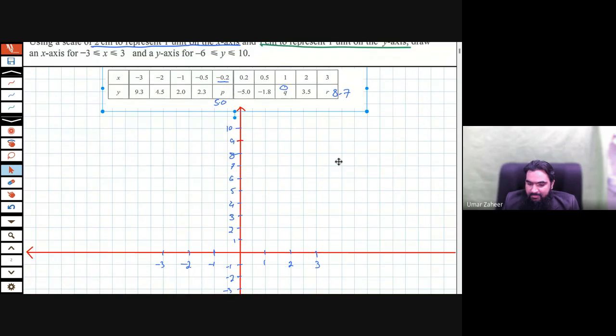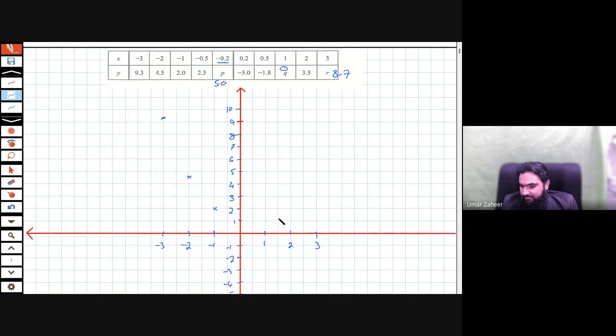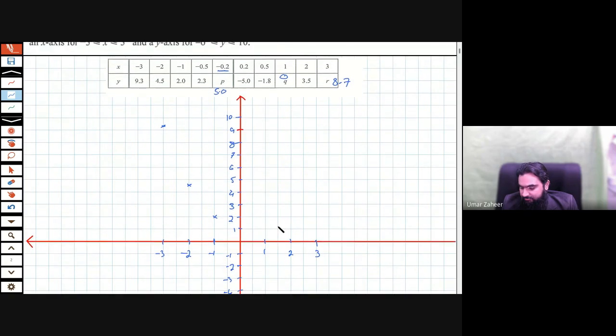Now look here. At minus 3, it is minus 8.7, so at minus 3 it is about 9, a little bit up, it is minus 8.7. At minus 2, it is minus 4.5, so 4.5 is going to be between 4 and 5. At minus 1, it is 0. At minus 0.5, it is 1.5.